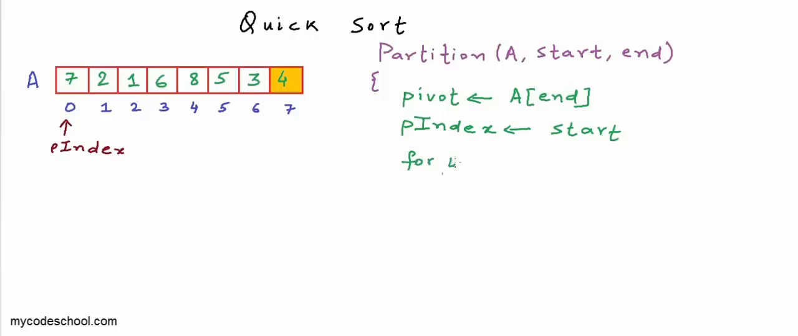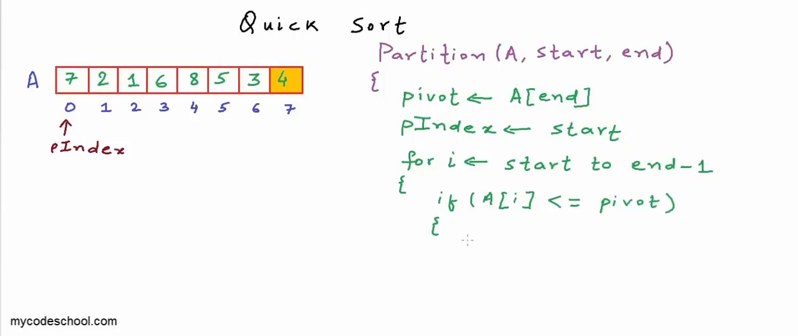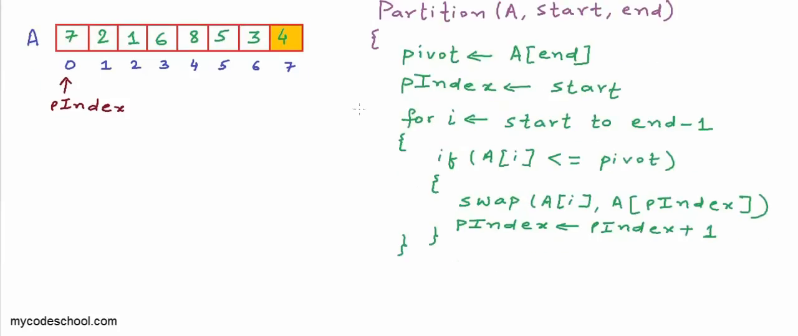We will run a loop from start till end -1, and if the element at that particular index is less than or equal to pivot, we will first swap that particular element with the element at partition index, and then we will increment the partition index. With this much code, let's quickly see what will happen if we try to partition this array that we are showing on the left here.